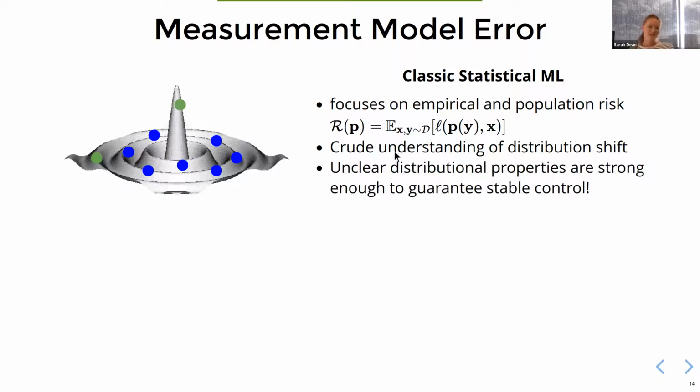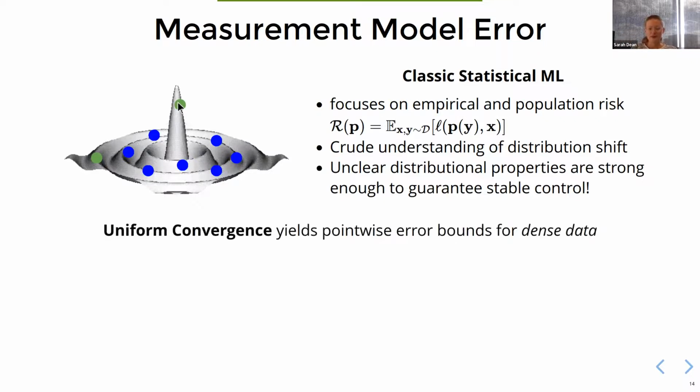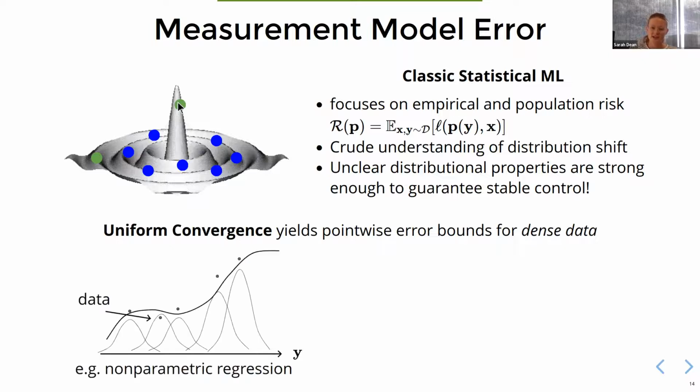And in fact, it's unclear that distributional properties are actually strong enough to guarantee stable control. While my training distribution may have relatively small errors, a single point with a high error that I encounter in closed loop could throw everything off track. Instead, if we really want to guarantee something like safety and stability, it's important to focus on uniform convergence to get actual point-wise error bounds. Now, this is something that statistics can give us, but only when we have dense data.